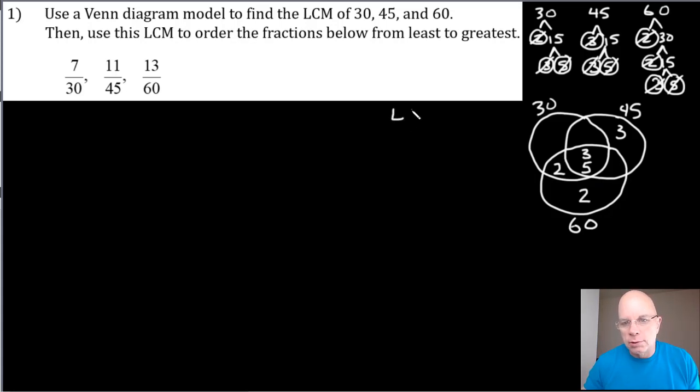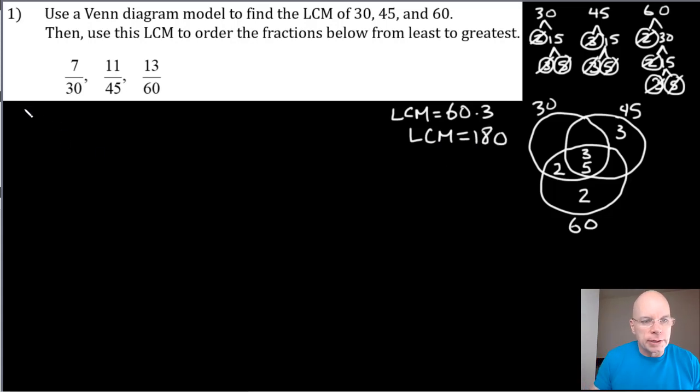The least common multiple is the product of all these prime factors. I can save myself some trouble by realizing that most of them are in the 60 circle, and then 60 multiplied by everything outside, which is just the 3. 60 multiplied by 3 will give me the least common multiple, which is 180. And so each of these fractions can be represented in equivalent form as 180ths.